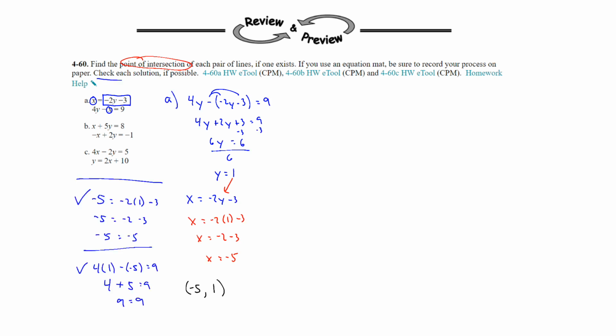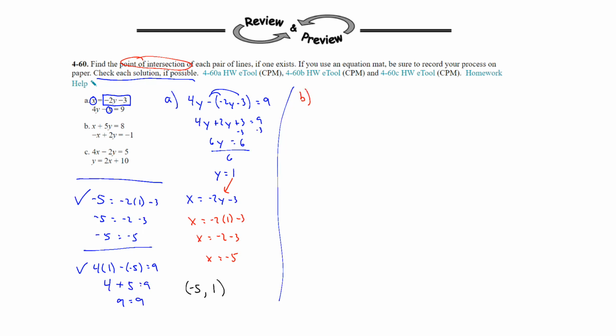And it also does say check each solution if possible. So since my solution was negative 5 comma 1, I plugged negative 5 and 1 into both equations, and you can see the work off to the left there. And I did check that it worked for both of them, and it does. All right, on to part B, or question B.